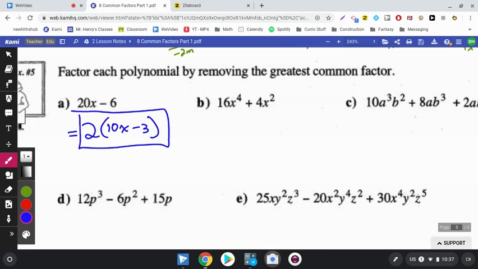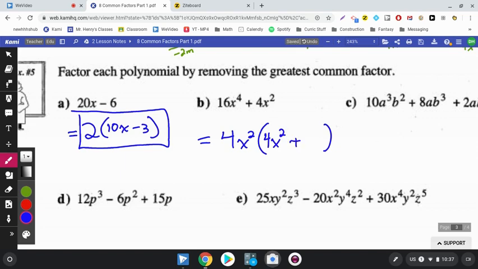16x to the 4 plus 4x squared equals, well, my common factor, I can divide both of those pieces by 4, and I can divide both of those pieces by x squared. So 16x to the 4 divided by your common factor. Well, 16 divided by 4 is 4. And then the exponents, x to the 4 divided by x to the 2 is x to the 2.